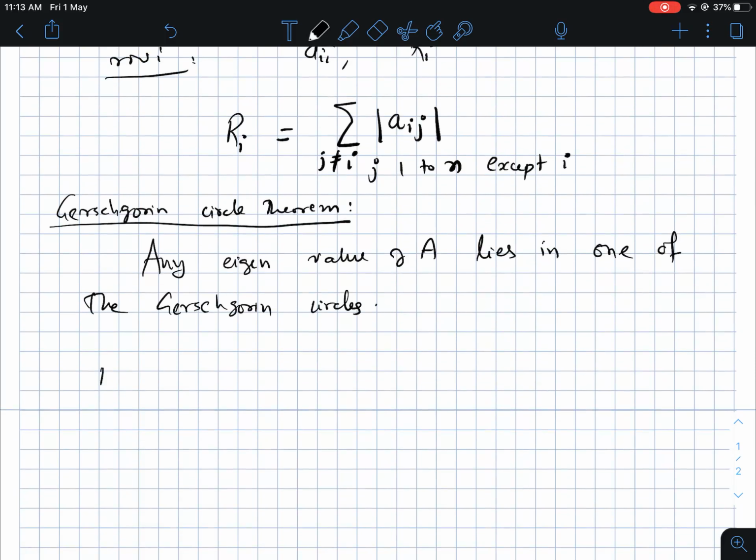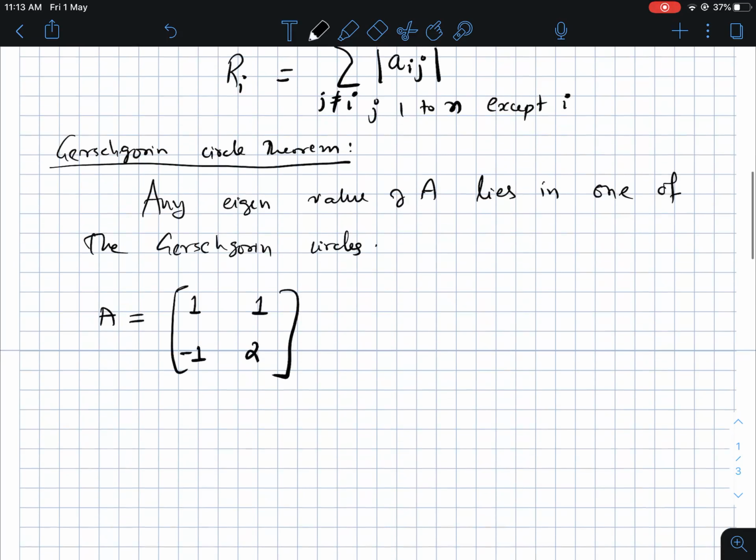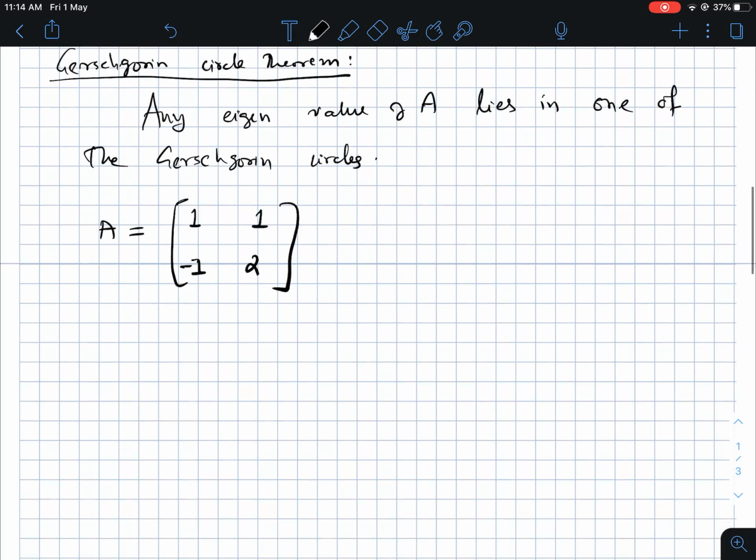Let's take a very simple 2 cross 2 case. So A is equal to, let us say, [1, 1; -1, 2]. Again, I have filled in arbitrary values. This is not a symmetric matrix or anything. So I take this matrix and construct the Gershgorin circles. The first Gershgorin circle corresponds to the first row, the second one to the second row. For the first row, the center will be this entry 1 and the radius will be 1. There is only one off-diagonal entry here. So let us very quickly draw that.